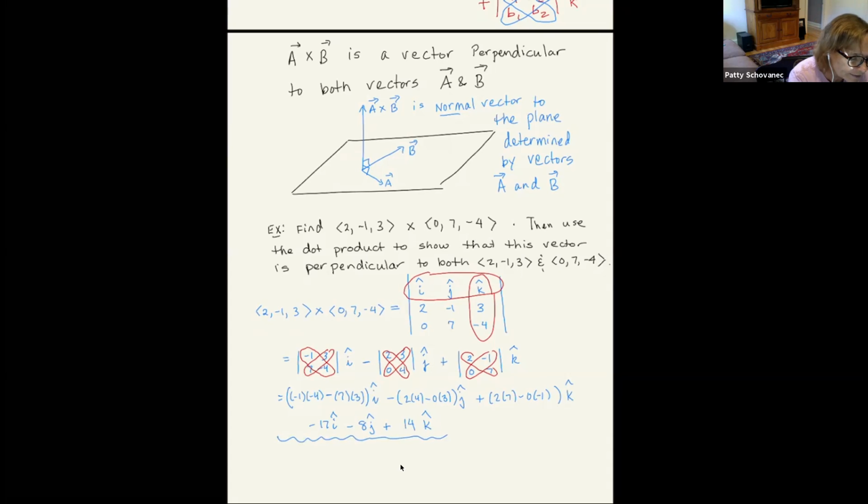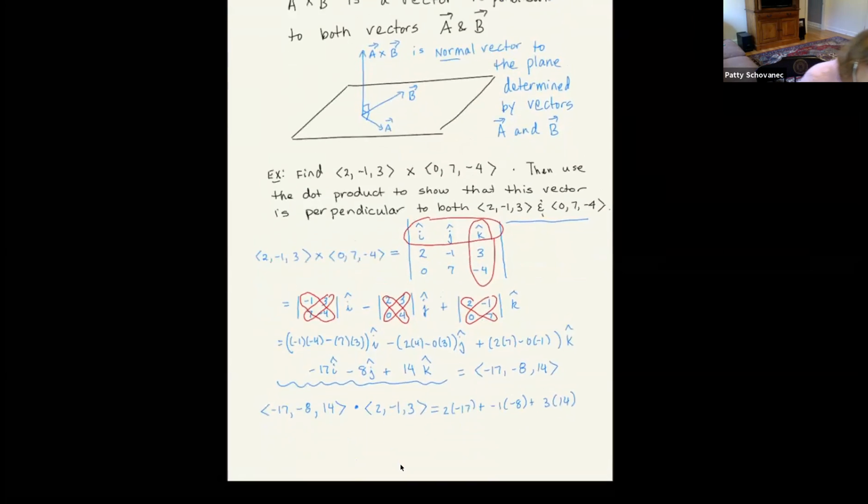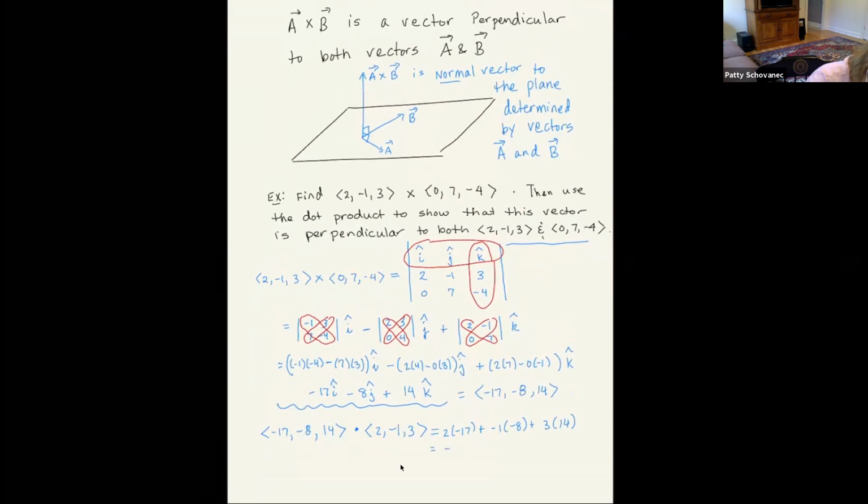Now, to show that this vector is orthogonal to both of the original vectors, we take this vector and dot it with those two. Let me write it in the sharp brackets. The dot product can be done in any order, so I'll put it first. And I'm going to take its dot product with 2, -1, 3. So I get 2 times -17 plus -1 times -8 plus 3 times 14. So 2 times -17 is -34, and then plus 8. 3 times 14 is 12, 3 times 4 is 12, 3, 42.